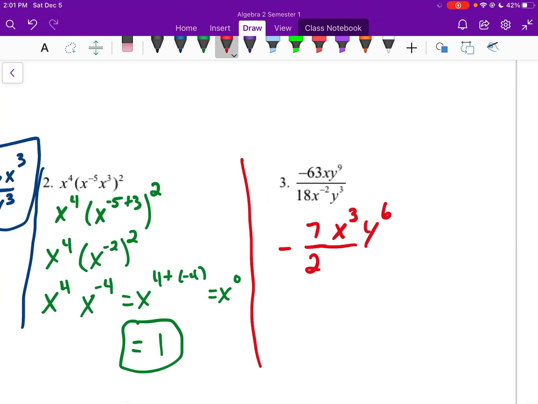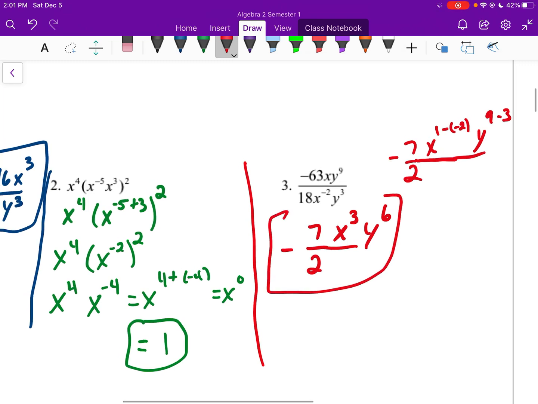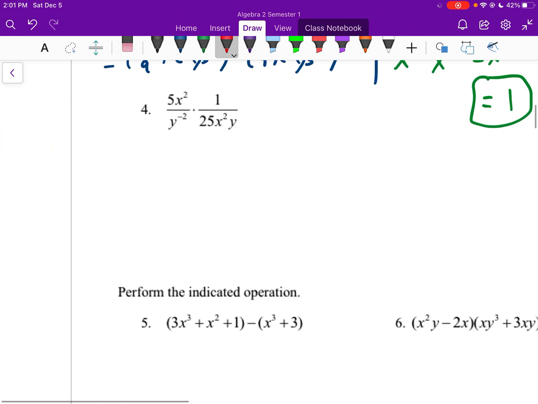If you want to break that down, you end up with that negative 7/2. And then it'll be x to the 1 minus negative 2, so 1 plus 2, which is where we get that x cubed. And for the y's, 9 minus 3, which gets you that y to the 6th. That's using that quotient property: top exponent minus the bottom exponent. So there is our answer for that one.